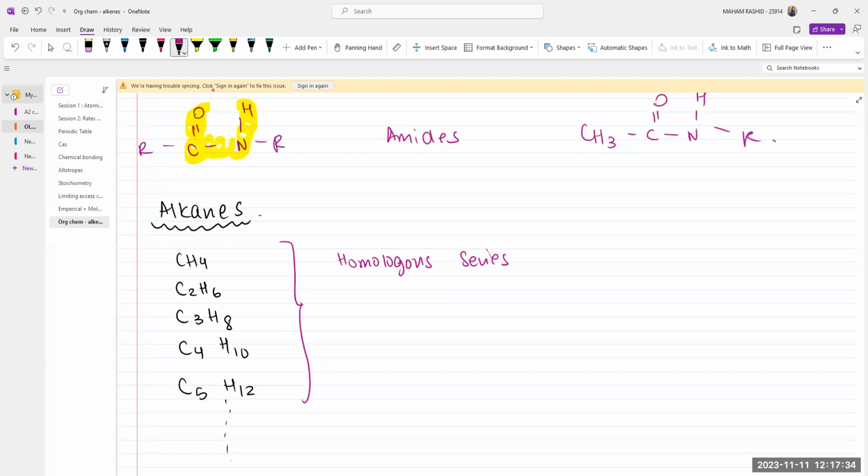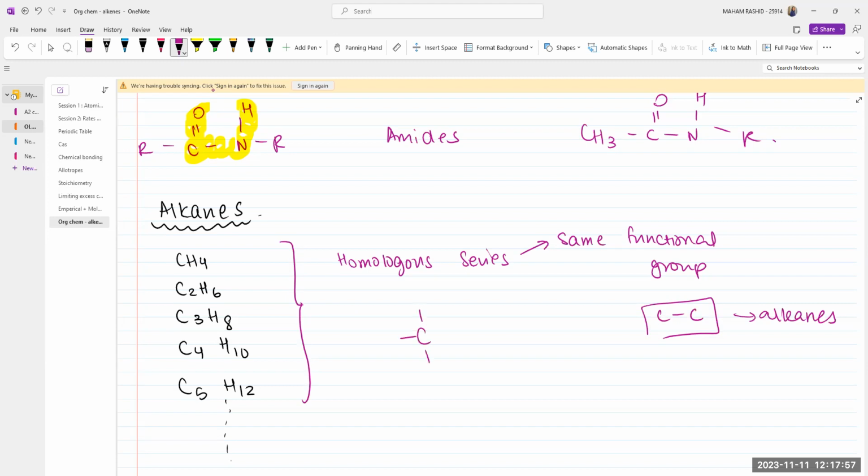Now, why is this a homologous series? Because all of these have the same functional group. And what is the functional group here? A C single bond C. This is our functional group for alkanes. Okay? Now, if I make a CH4, this is my first alkane. My second alkane is C2H6, right?